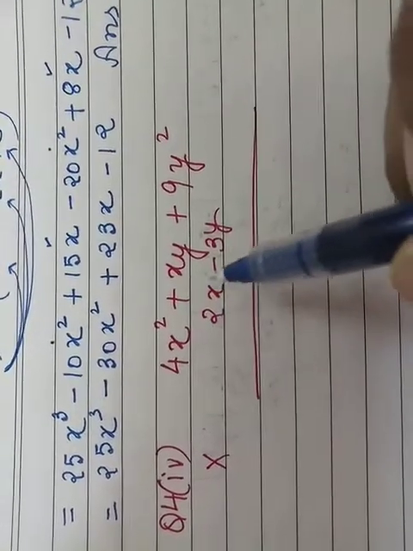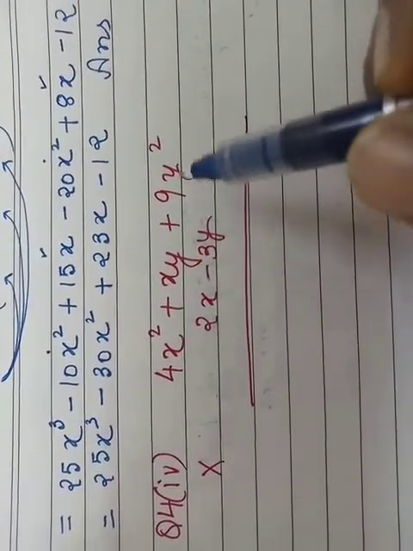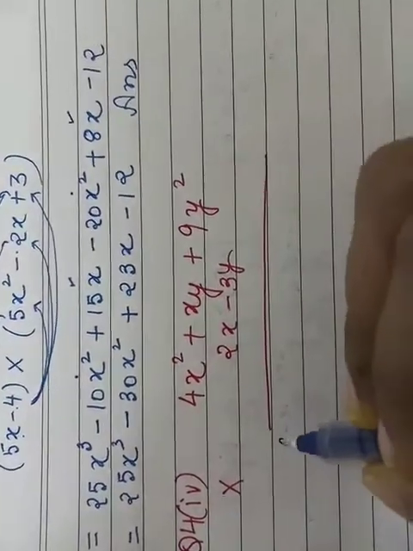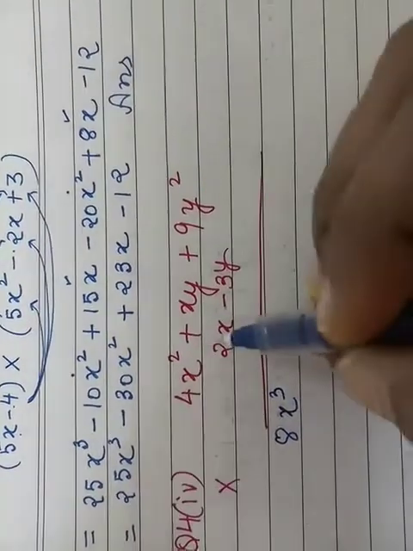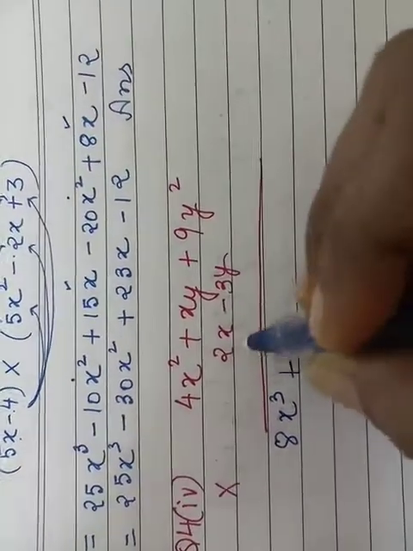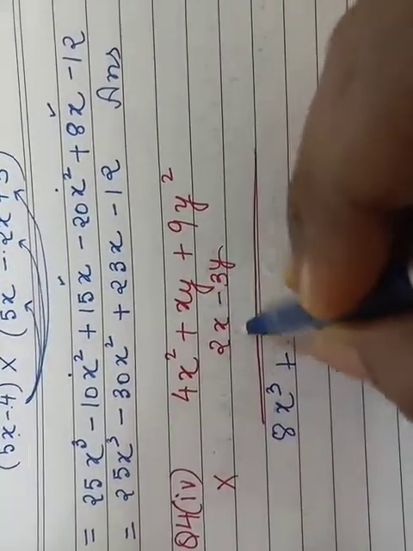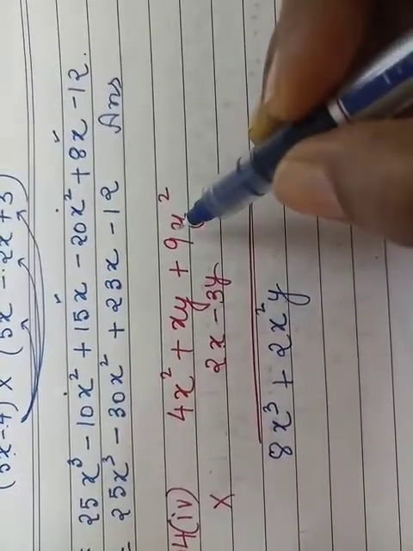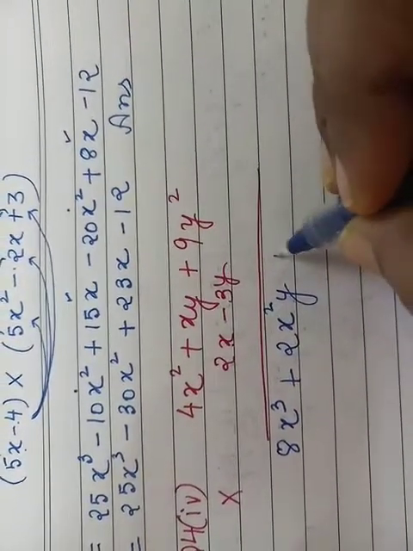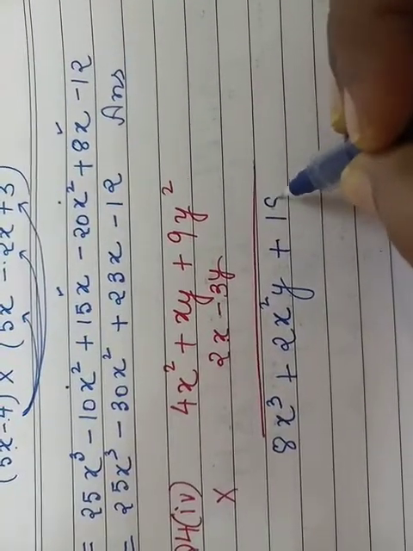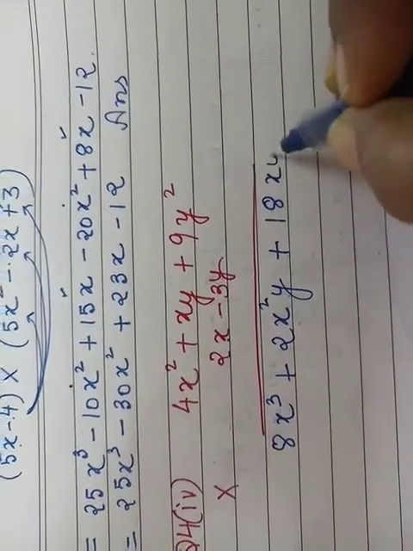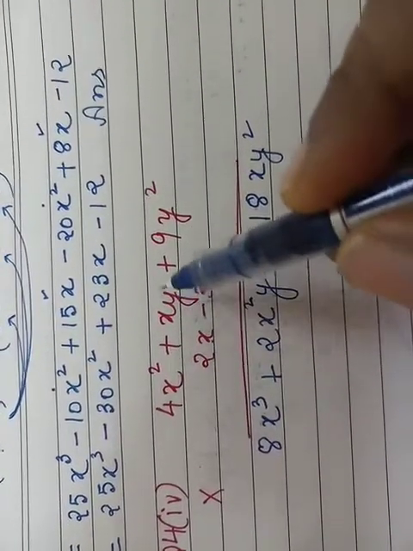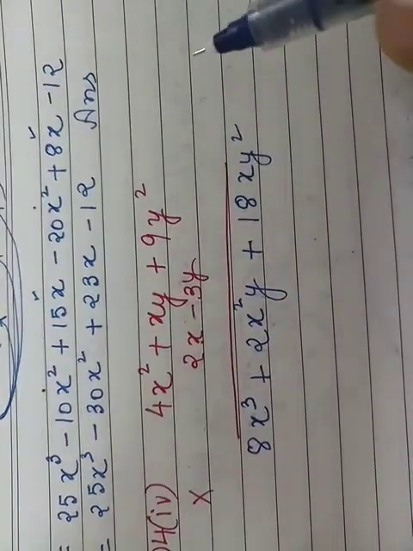Firstly, we multiply 2x with all the terms given in the above expression. So 2x into 4x square will give you 8x cube, plus. 2x into x will give you 2x square y. Now plus 2x multiplied with 9y square. So plus, plus is plus, 9 2s are 18 x y square. This 2x will be multiplied with all the three terms given in the above algebraic expression.